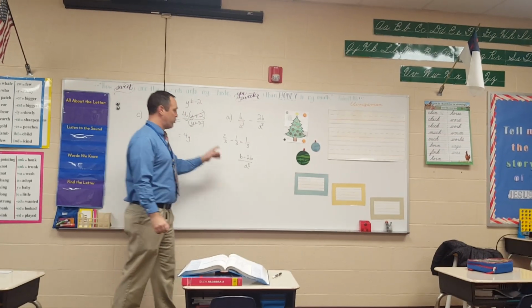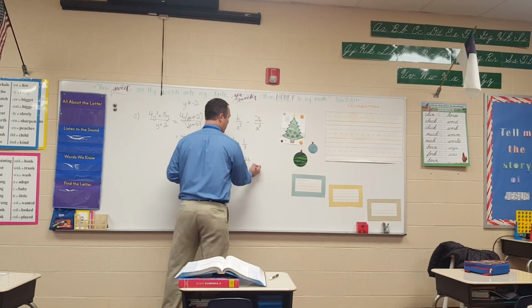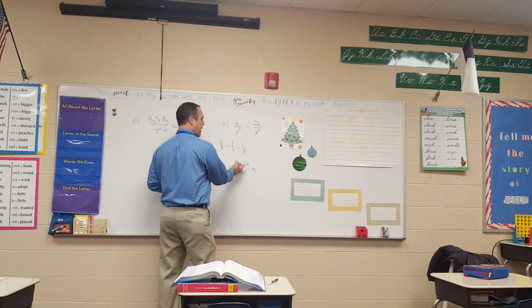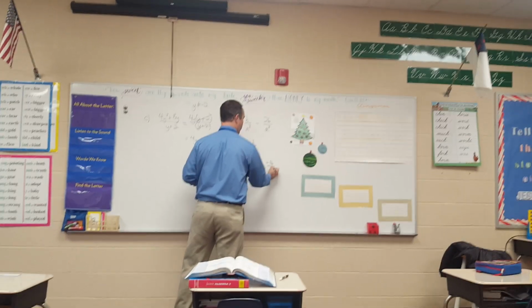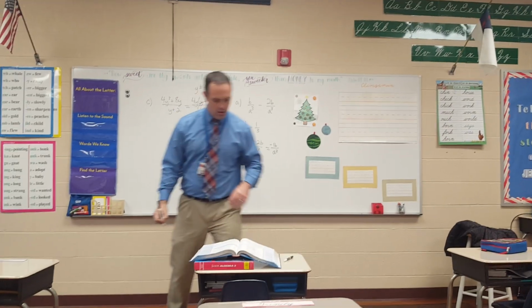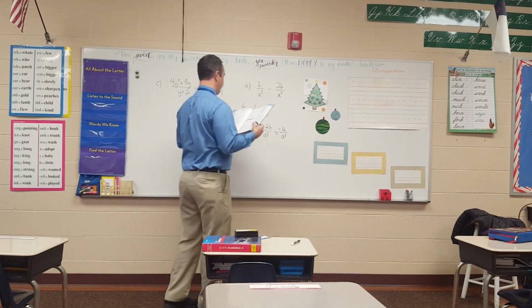All right, now can I subtract b minus 2b? Can I do that? Yes, they're like terms. So 1b minus 2b would be negative 1b, or just negative b over a cubed. All right, thanks for your help, Chloe. All right, letter B.